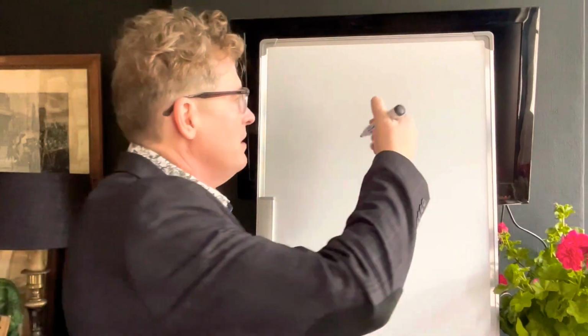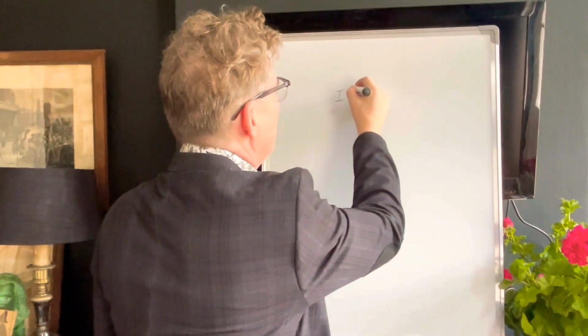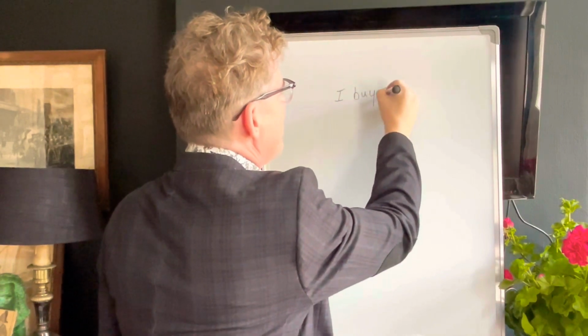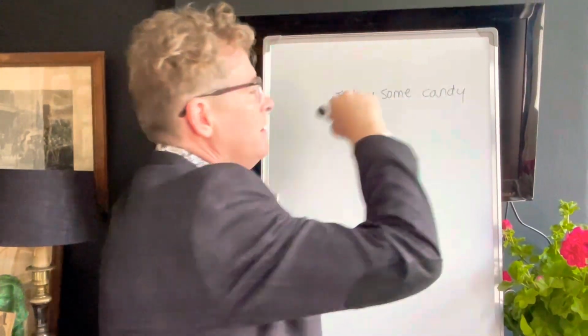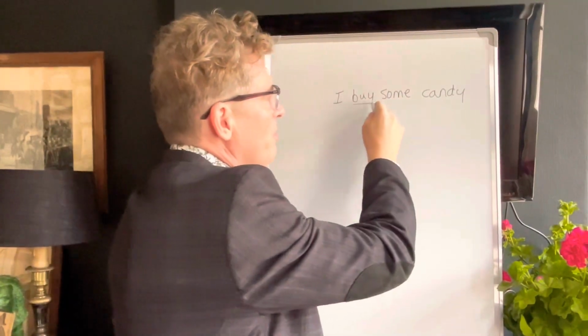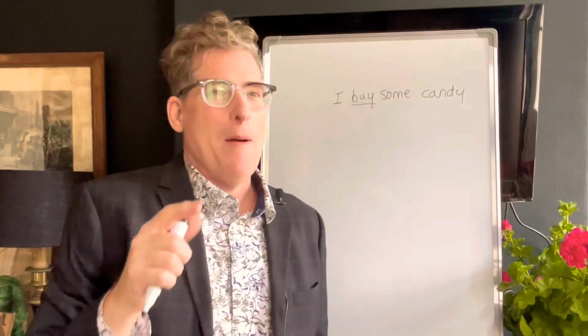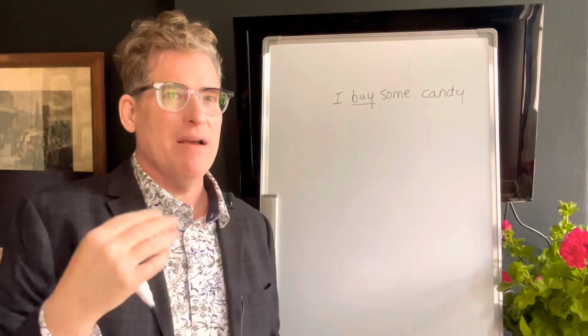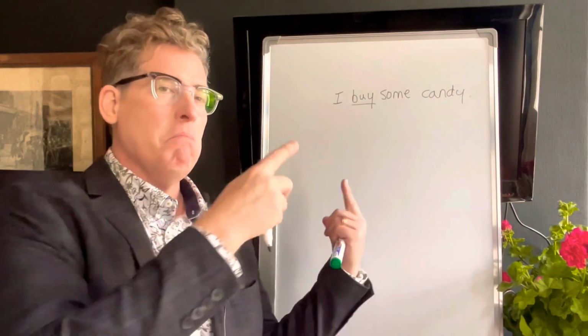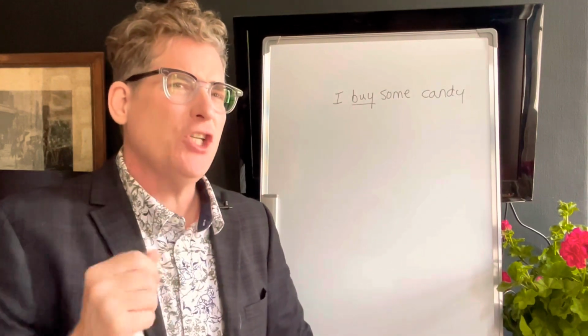So another verb that we often use, I hear my students use this, is the verb to buy. So I might say, what did you do over the weekend? So for example, a student might say, I buy some candy. But remember, that verb to buy is irregular in the past tense. So, I blank some candy this weekend. We need to change buy.